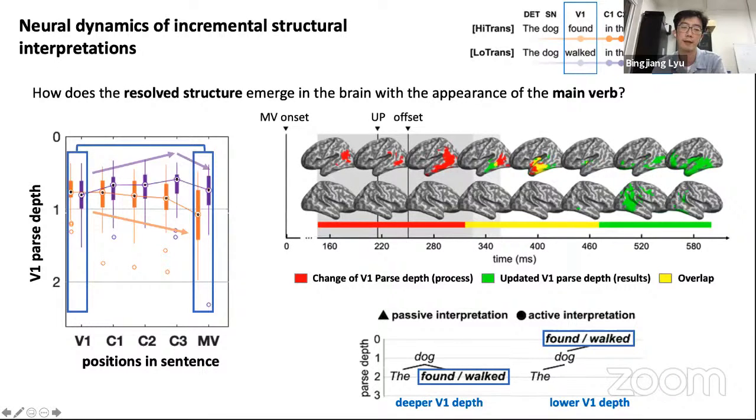So significant effects of the change of the first verb past steps, which captures the resolution process, emerged in the left posterior temporal regions upon the main verb recognition point, and then extended to more anterior temporal regions. Following the main verb offset, the declining effects of the first verb past steps change seamlessly overlapped with the arising effects of the updated first verb past steps in the left anterior temporal regions. See the yellow regions in the brain figures, which then propagated to the left FG and the bilateral temporal regions. So these results show the neurodynamics underpinning the update of structural interpretation during incremental speech comprehension.